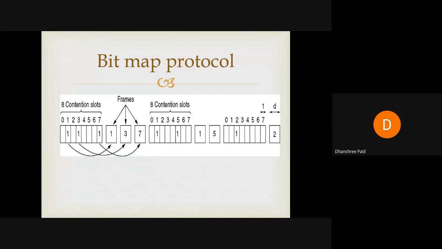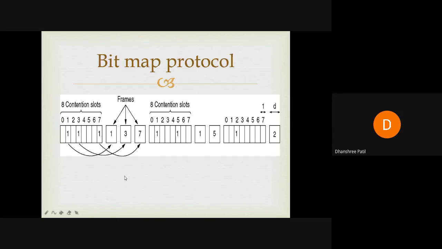Once all the contention slots are over, how are the frames transmitted? In numerical order. You can see here, first the frame from slot number 1 is transmitted, then slot number 3, then slot number 7. So numerically each frame will be transmitted.